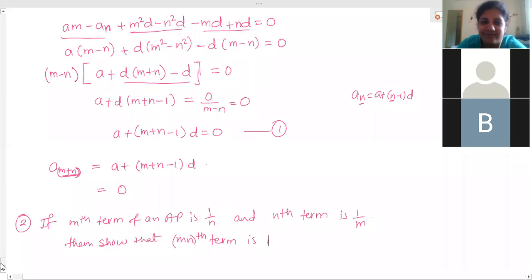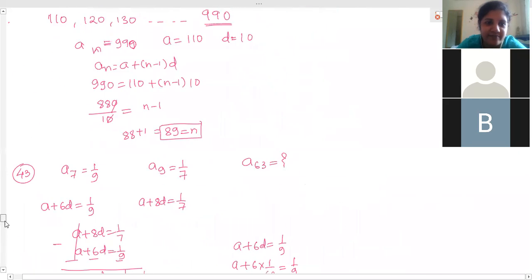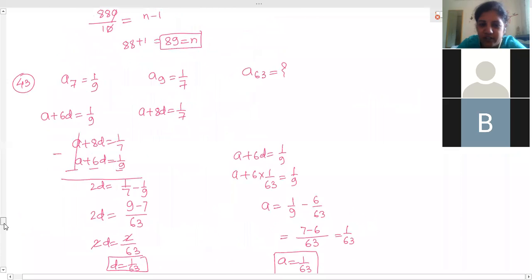Yes, ma'am. Just now you have solved this kind of question today. This one: 7th term is 1 by n, 9th term is 1 by 7, then what is the 63rd term? That is what you got.